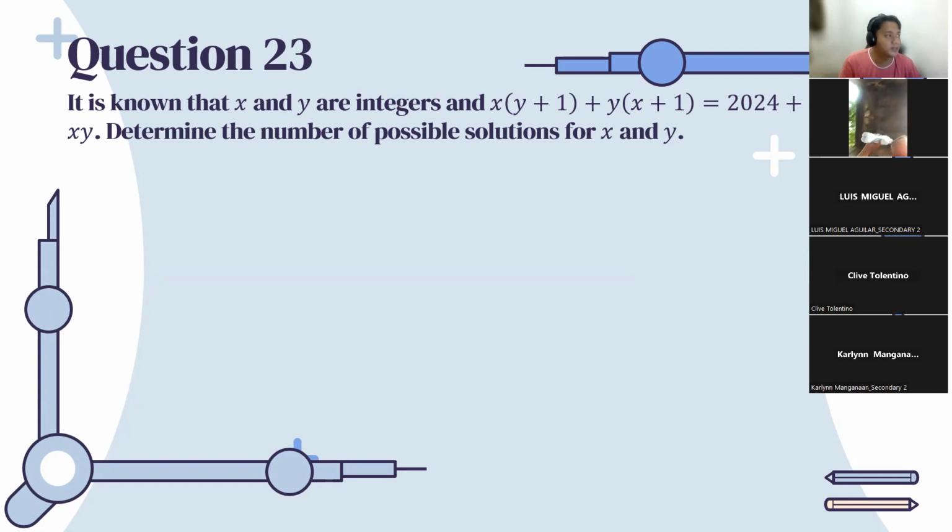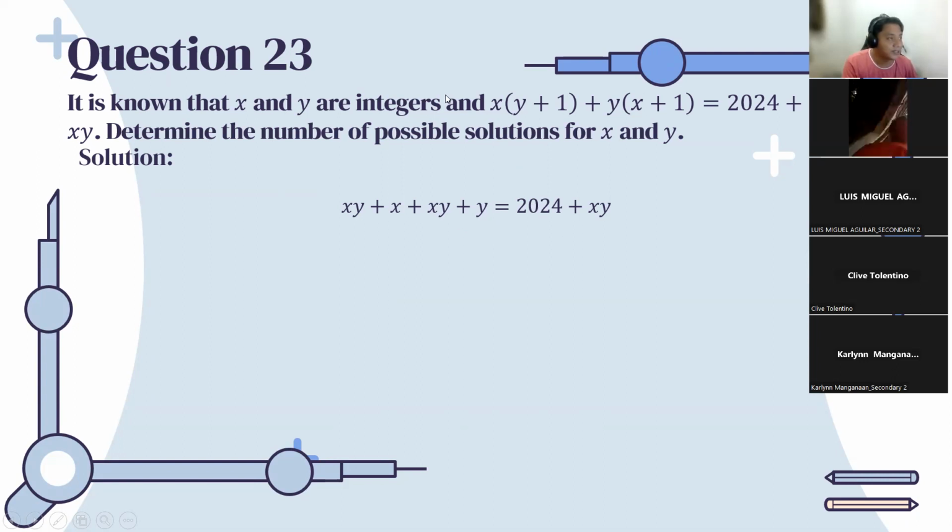So I guess we have a similar problem like for session 1. I forgot, but I think we have. So what do we do here? We simplify, right? We have xy plus x plus x plus xy plus y is equal to 2024 plus xy. We get rid of xy, and so you'll have xy plus x plus y is equal to 2024. Again, since we have this kind of form, we just have to add 1 to both sides, which will give us xy plus x plus y plus 1 is equal to 2024 plus 1, or 2025.